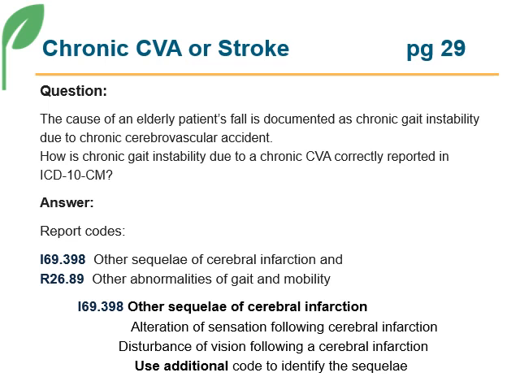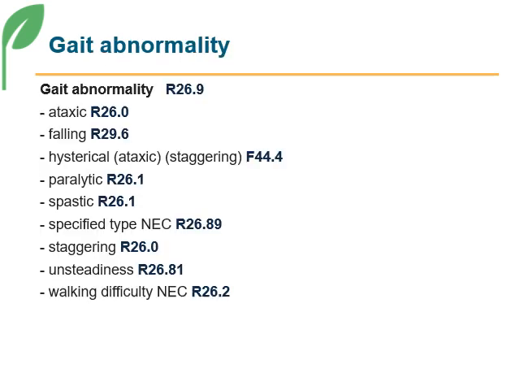And last, we discuss the code selection for the diagnosis of chronic gait instability. When you refer to the index at the main term instability, you will note that there is no subterm gait. So how is this diagnosis reported? Coding Clinic instructs us to report gait instability as gait abnormality.